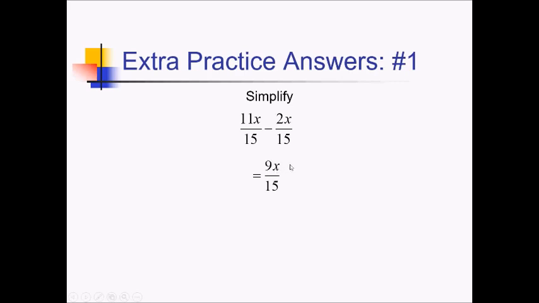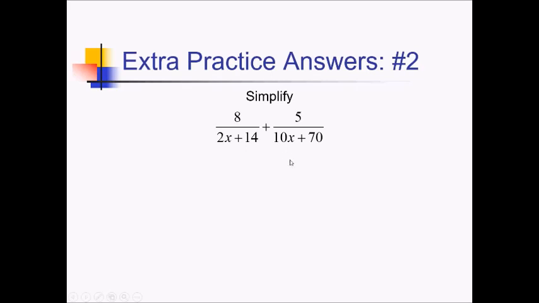And now I always check to see if I can reduce after I add or subtract numerators. 9 and 15, those can both be reduced by 3. So I'll reduce the 9 to just 3. And the 15, dividing that by 3, we have a 5. So when the dust settles, we end up with 3x over 5.